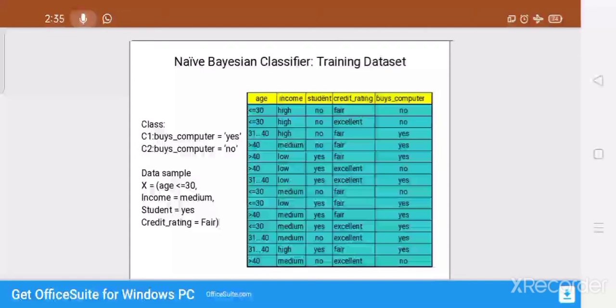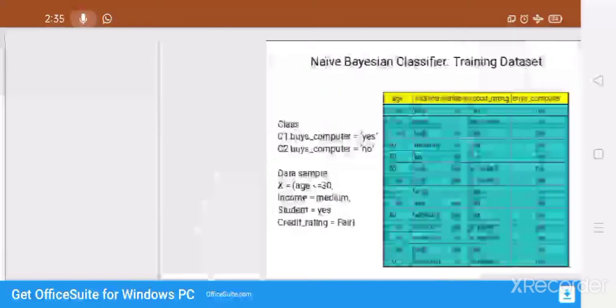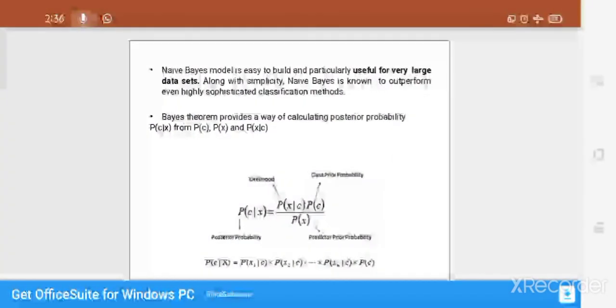What is the data sample for which we have to find the probability? X equals: age is less than or equal to 30, income is medium, student is yes, and credit rating is fair. For this we have to calculate the class label. Here the class label is already given. From this we have to build a model, or apply the posterior probability, to calculate the class label for this unknown data. For that, we have to apply this formula.